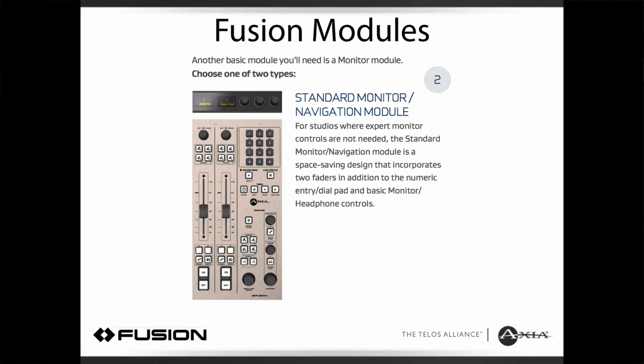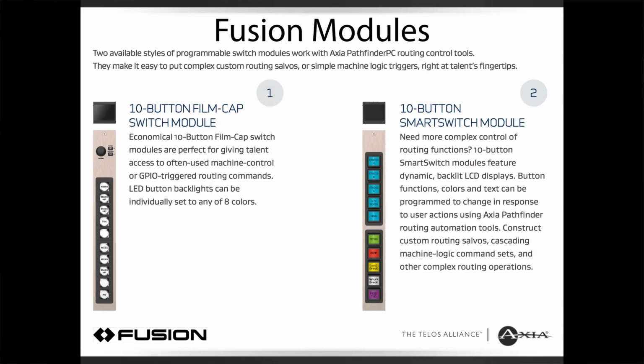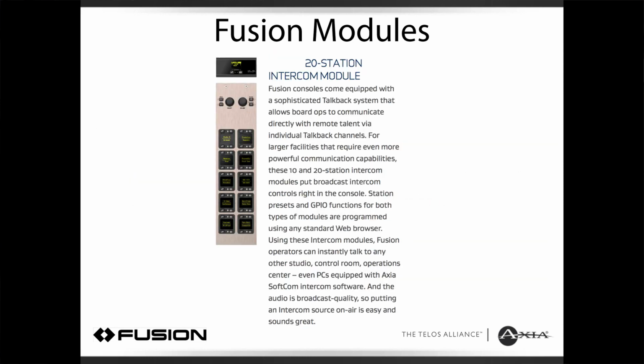There's another monitor navigation module, though. It's called the standard monitor navigation module. It features a couple of faders built into it to extend the number of faders that you have on your work surface, and it has a smaller monitor and navigation section. A few items are down behind menus, but most items are available right from the buttons that you'd need for day-to-day operation. Some of the other Fusion modules are a 10-button film cap switch module and the 10-button smart switch module. Also, an intercom module. This is available in 10-station and 20-station versions for adding intercom capabilities to your console.